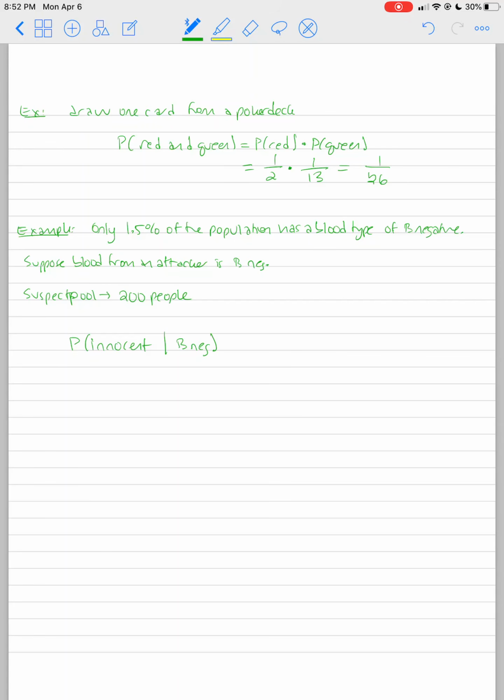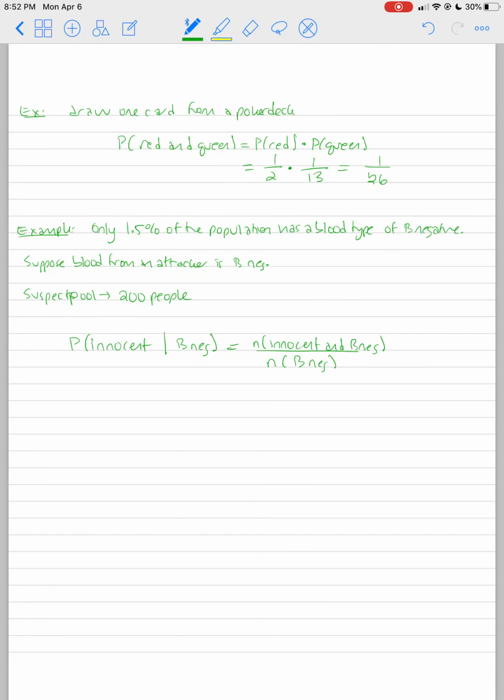So, again, if we use the blood to convict someone, this would be the probability that we wrongly convicted them. According to the conditional probability formula, on the bottom, we count the number of people that are B negative. On the top, we count the number of people that satisfy both of these, that are innocent and B negative.